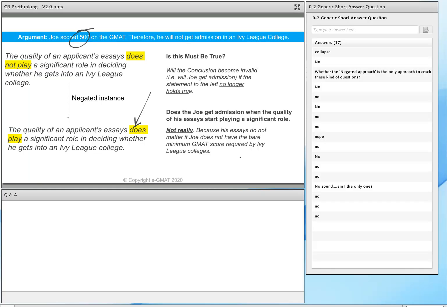Whether the negated approach is the only approach? No, we've not talked about the approach to crack these questions. We're just talking about foundation. We're going to come to approach right now. We've not talked about pre-thinking.